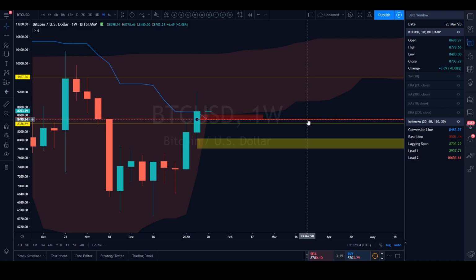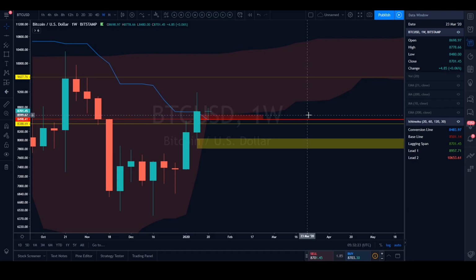That is confluence at around the 8,500 level, okay? Confluence on Bitcoin's next major support underneath it. Okay, 8,500, the same level that we bounced off on that 4-hour chart, is right here. It's the weekly Kijun as well as the weekly Tenkan.